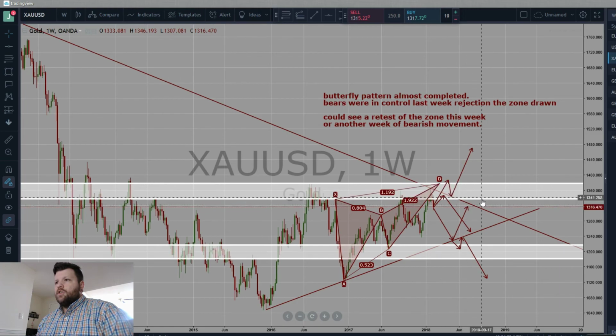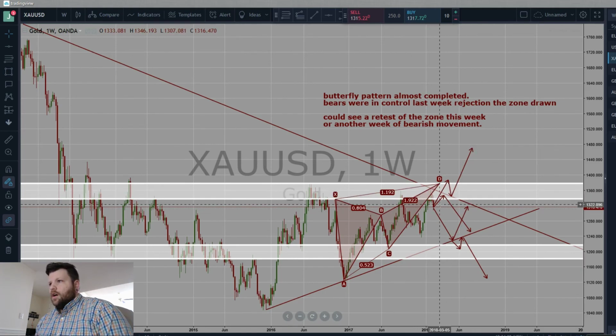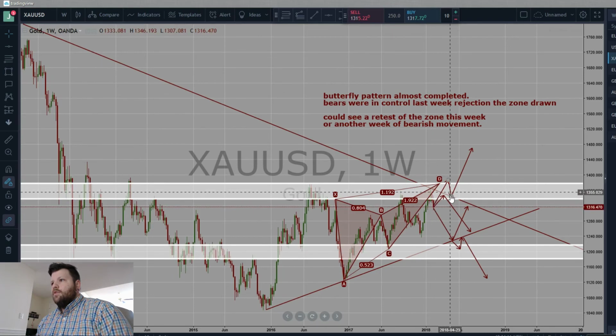We do see the rejection of this zone right here. As I said, the rejection of the trend line. There are a number of different possibilities for this. We could see a retest of the zone and then continue downward. We could see a break and a retest of the trend line to the upside.